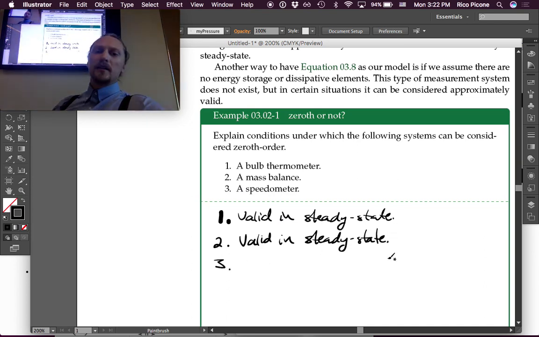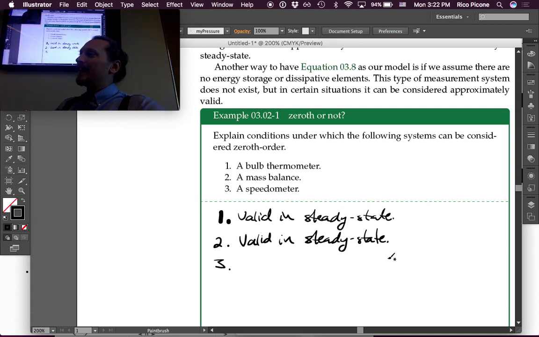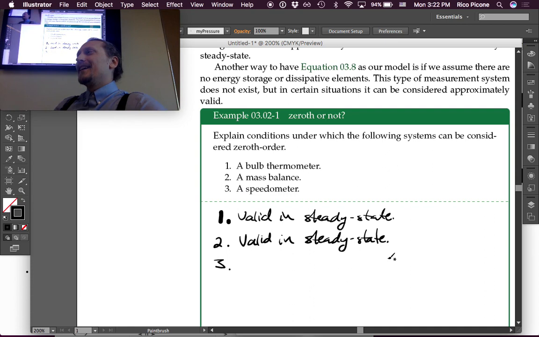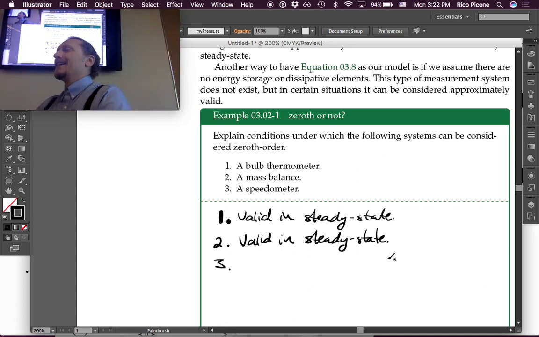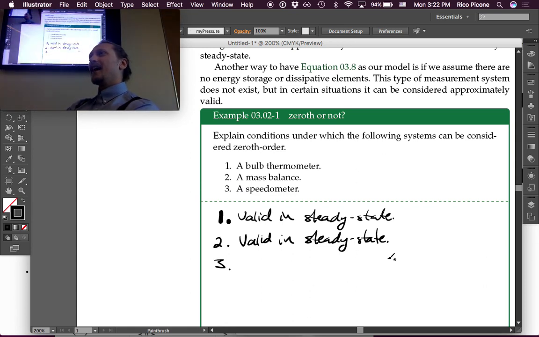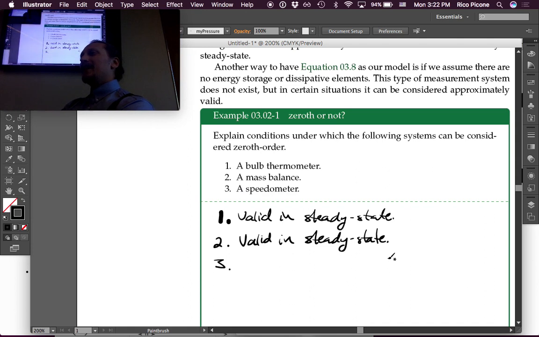What about a speedometer? If you went from 0 to 60 instantly... I feel like it has something to do with steady state again. Yeah, well, cruise control. If you were on a flat road with the cruise control on, with the speed not changing at all, then the speedometer reading would be valid. Yeah, and accurate.